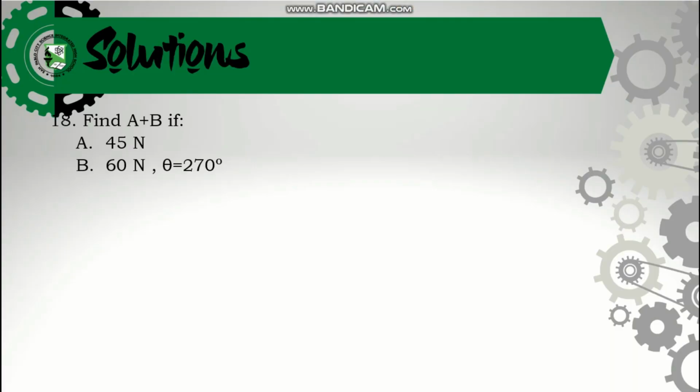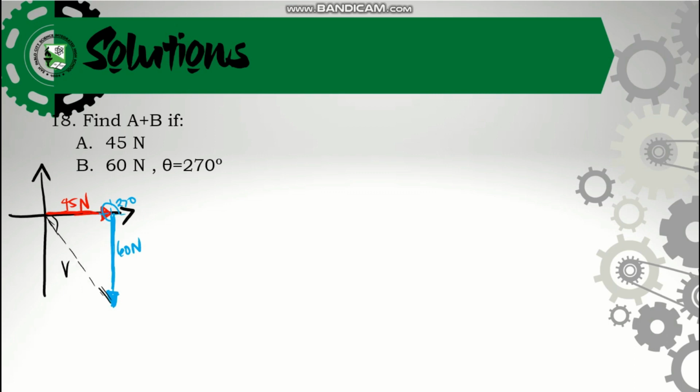Next, let's have 18. So, find A plus B if we have 45 Newton, 60 Newton, and 270 degree angle. Same lang to na kanina pero may naibang konti, yung angle ni V2 or nung vector 2. So, we're just going to graph this one. 45 Newton again is on the x positive axis. And then the 60 Newton will be on 270 degrees. And we're just going to connect it kasi 270 degrees siya. That's why the direction is to south.